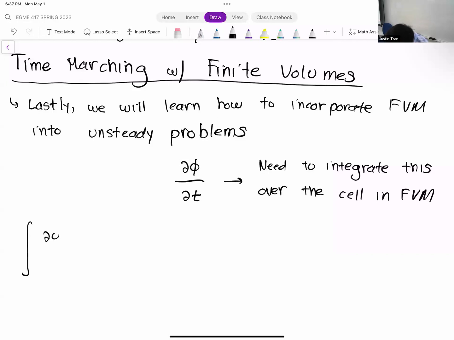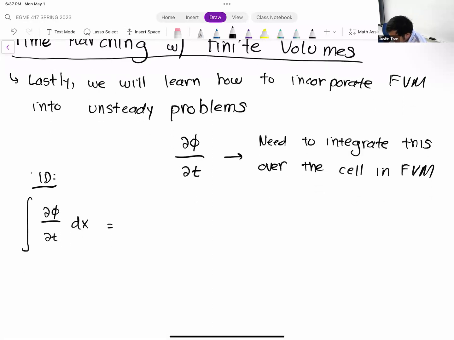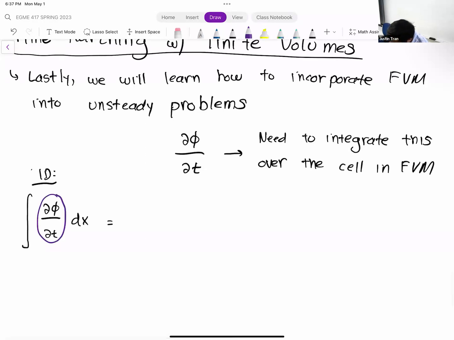We're going to have terms that look like this. I'm going to show you the 1D case first. We're going to take the integral of partial phi partial t dx. The good news is that unlike all the previous derivatives we've been going over in finite volumes, this is a time derivative, and the integral we're performing is a space integral. So these two things don't interact.